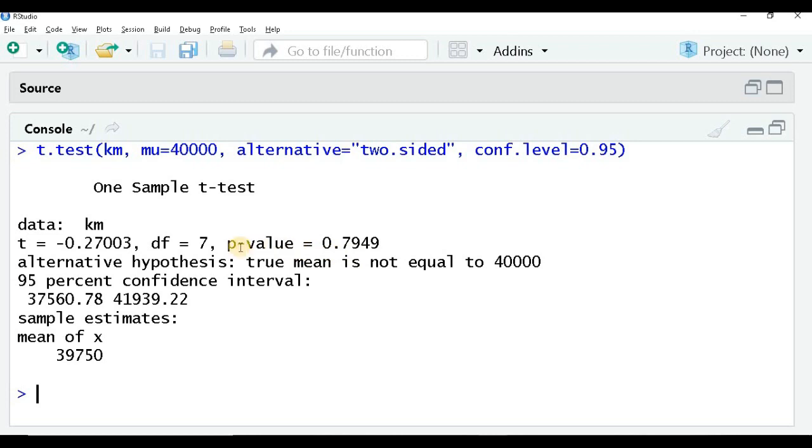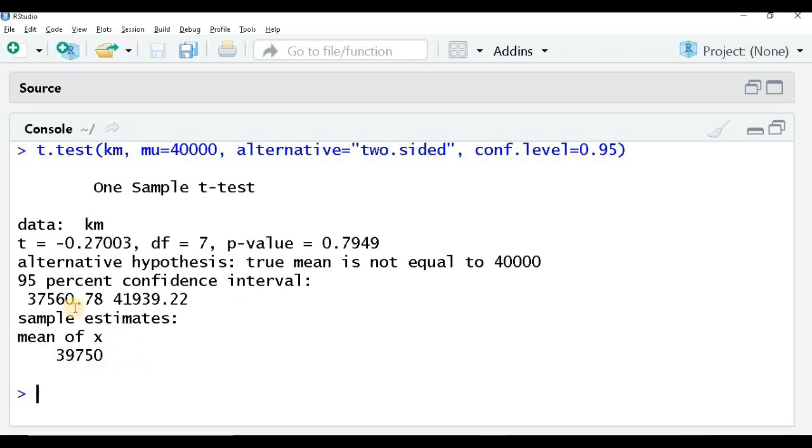So what does this mean? This means that I cannot reject my null hypothesis, that my x bar is equal to my mu. Here we see the alternative hypothesis: true mean is not equal to 40,000. Obviously my mean is not equal to 40,000. 39,750 is the mean for my sample, which is not equal to 40,000, but you have to see that your p-value is not less than 0.05, it is greater than 0.05. So even if your mean is not equal to 40,000, you cannot reject.